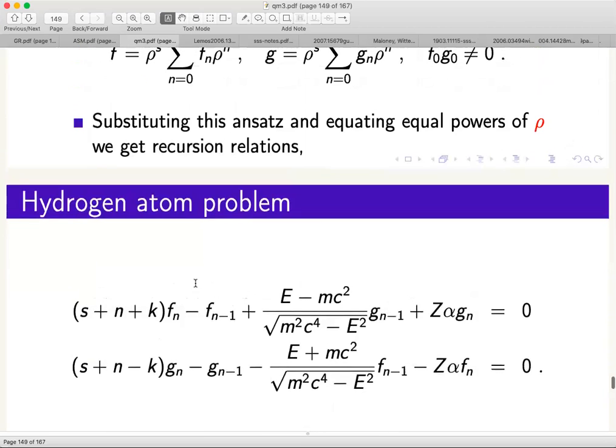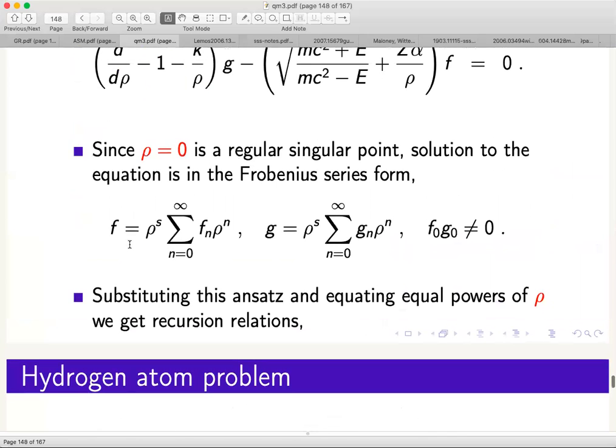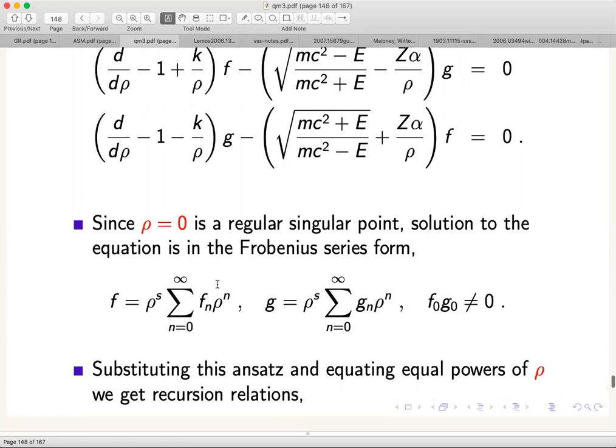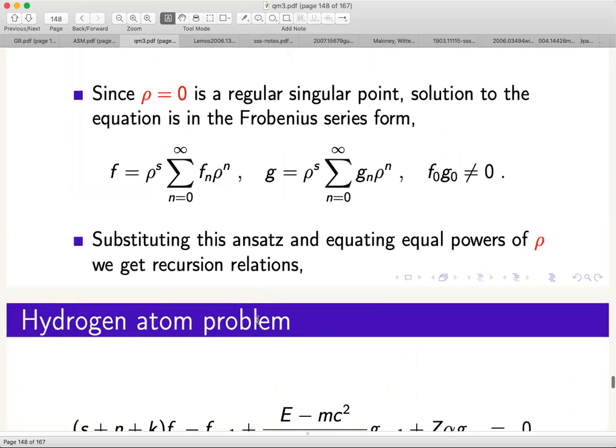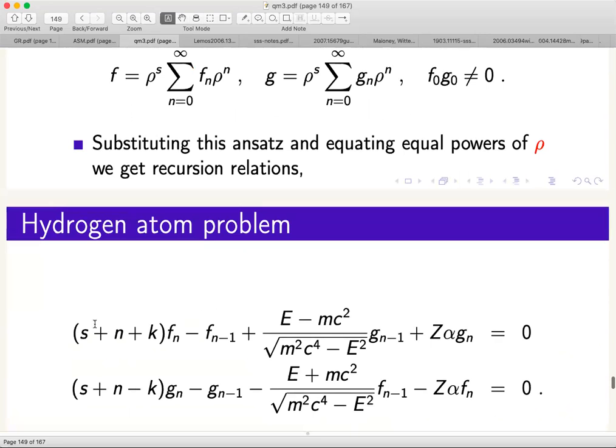Okay, so this is a straightforward substitution. As I said last time also, it's easiest to write this as f_n rho to the n plus s, and similarly g_n rho to the n plus s, so that when you differentiate with respect to rho, you just get an n plus s out directly. It's easy to keep track of that. It's easy to write it this way, but when you differentiate it, it's better to put the power inside itself. Okay, fine. So that is how you get n plus s factors.